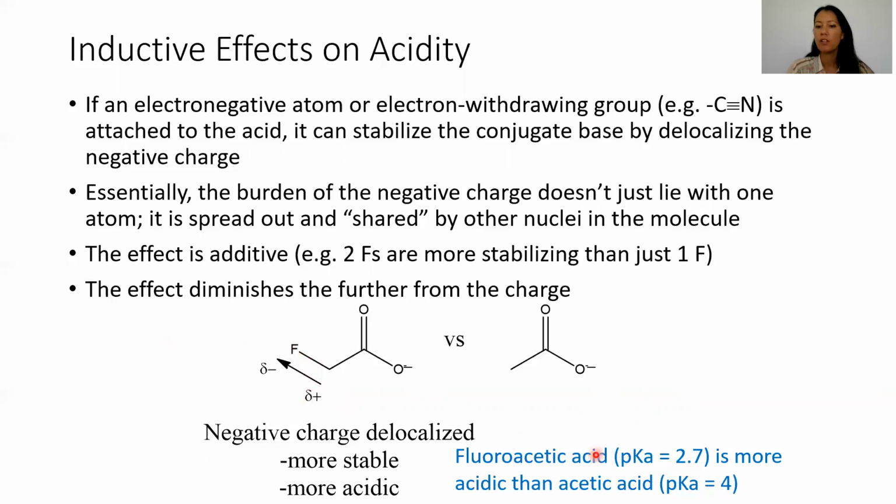So overall, you can see the effect, fluoroacetic acid, the corresponding acid with the H attached, has a pK of 2.7, and acetic acid with the H attached has a pK of 4, showing that the effect here, which we call the inductive effect, that's a really key buzzword, is going to effectively make that a stronger acid.